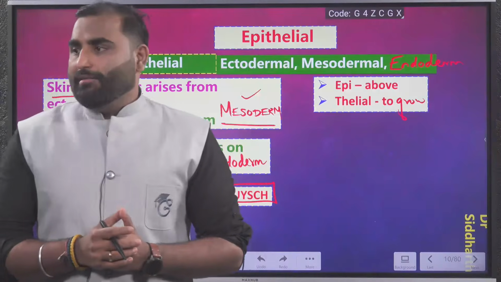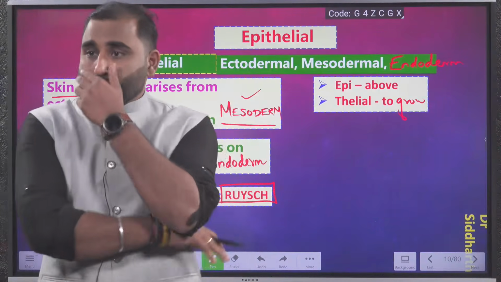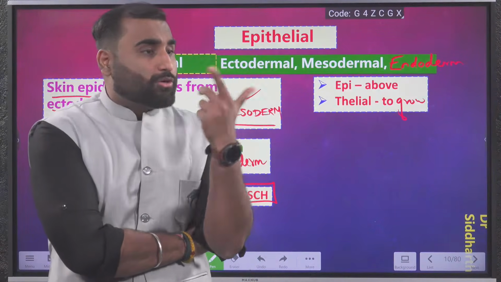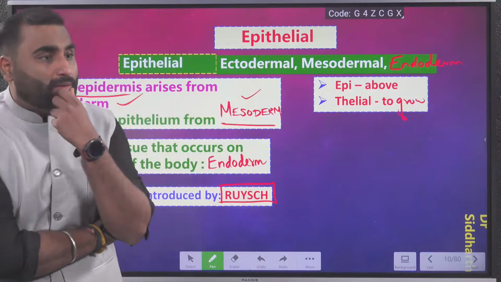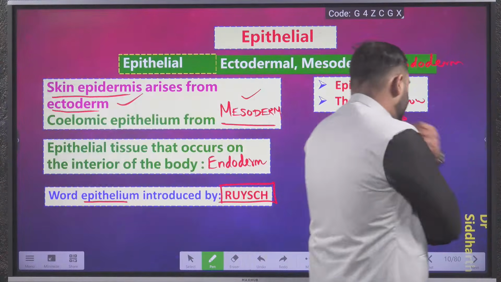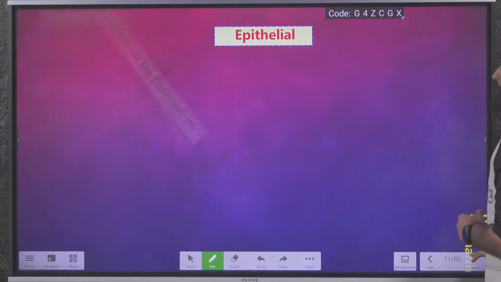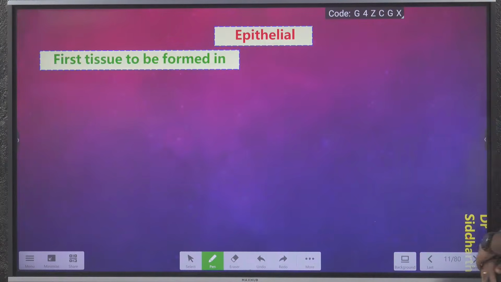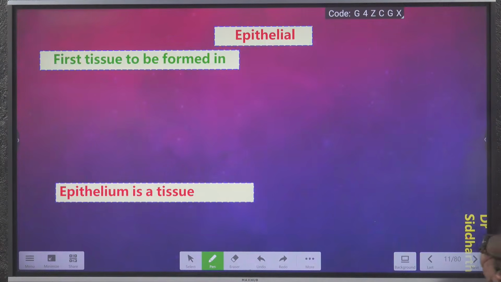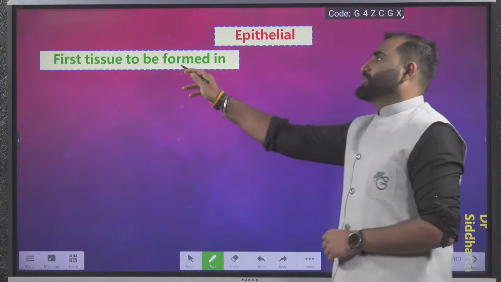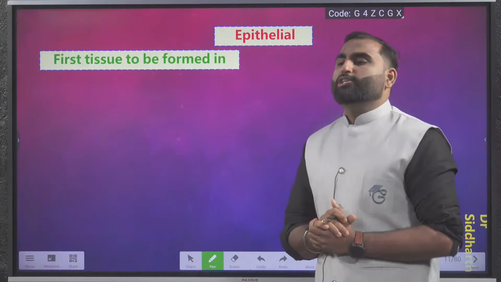Shall we go ahead? Understood with the slides? Okay, so let us move ahead. Now, characteristic features, one by one. First tissue to be formed is epithelial tissue.